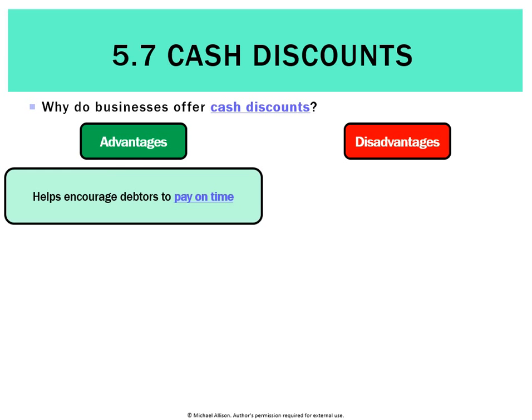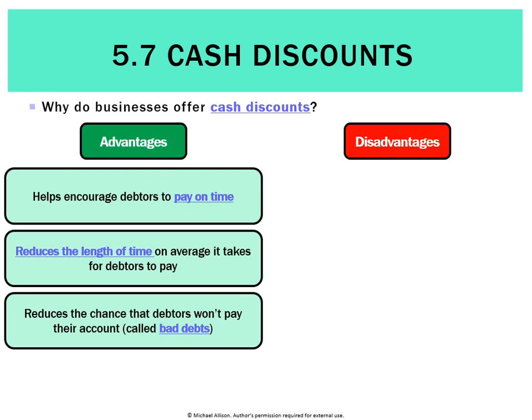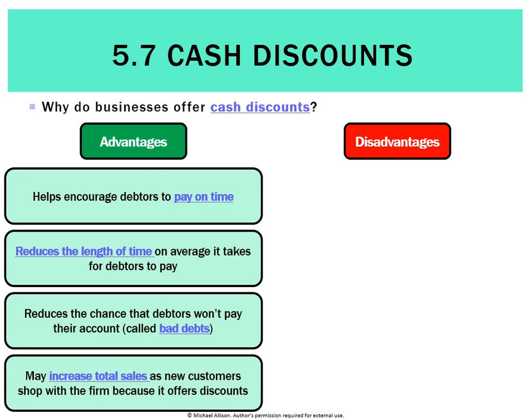Why do businesses offer cash discounts is a theory question we might be expected to answer. It's good business practice to help encourage debtors to pay on time. It should reduce the length of time on average it takes debtors to pay because they've got an incentive to pay back quicker in order to get the discount. It reduces the chance that debtors won't pay their account, which is called a bad debt. And it might actually be a marketing technique where you can increase total sales by marketing your business as somewhere where customers can get a discount for paying quickly.